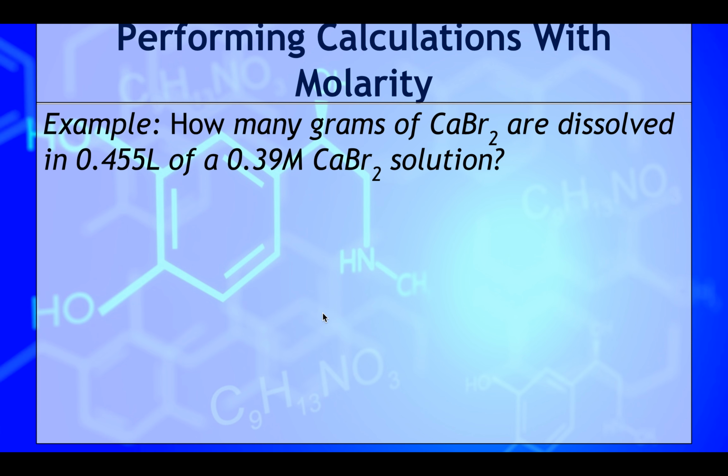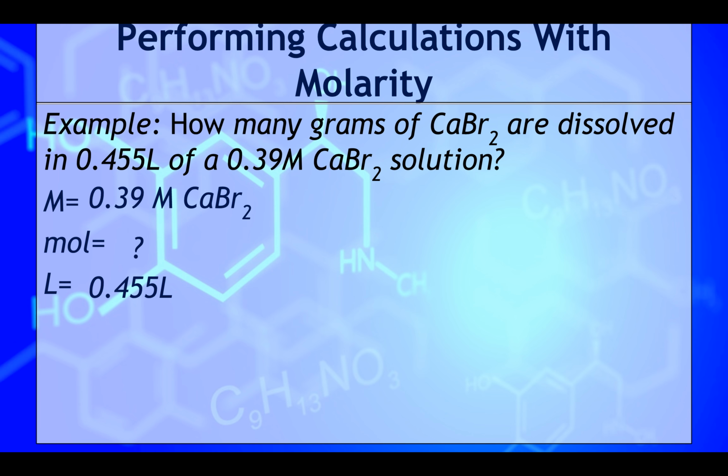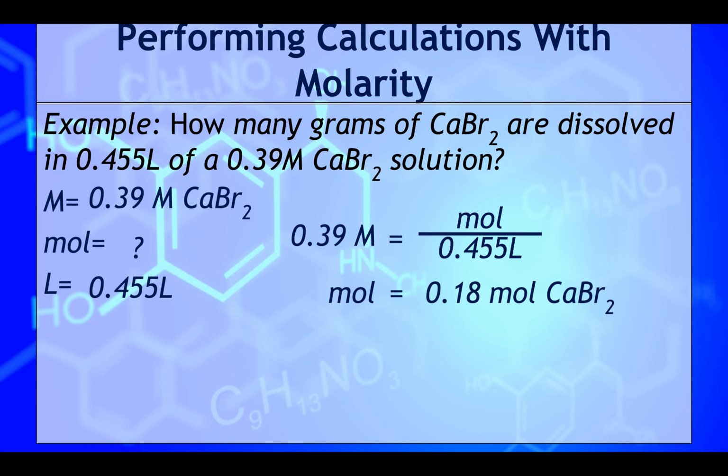Let's look at one more. How many grams of calcium bromide are dissolved in 0.455 liters of a 0.39 molar calcium bromide solution? Let's pull out the information that we need. We're given the molarity. We have to find the moles, and we're given the liters. So the first step is to go ahead and find the moles. We put that in our calculator, and we find that the number of moles, with the right number of significant figures, is 0.18 moles of calcium bromide.